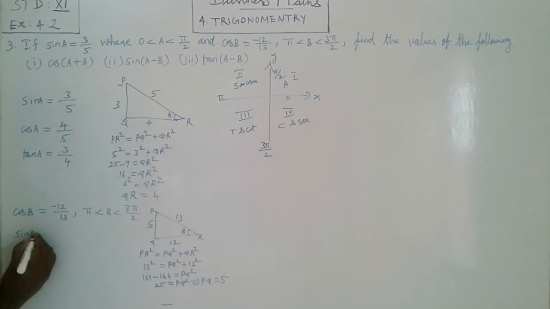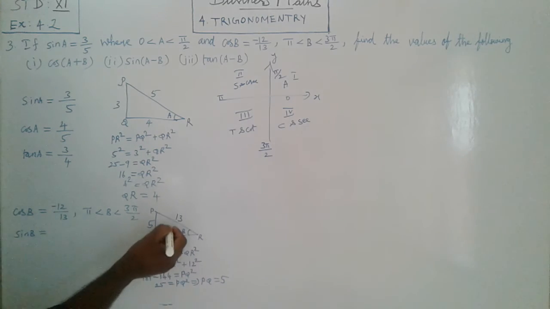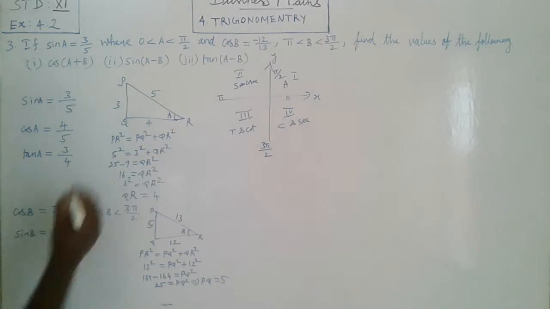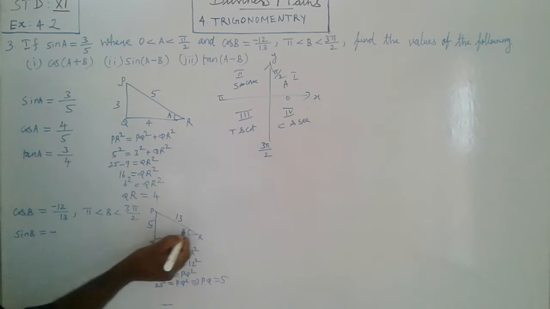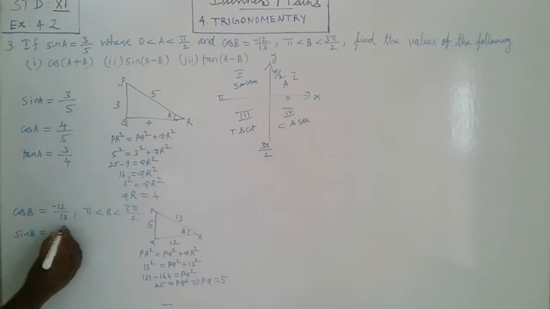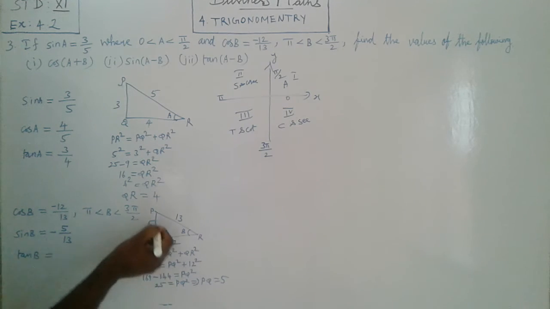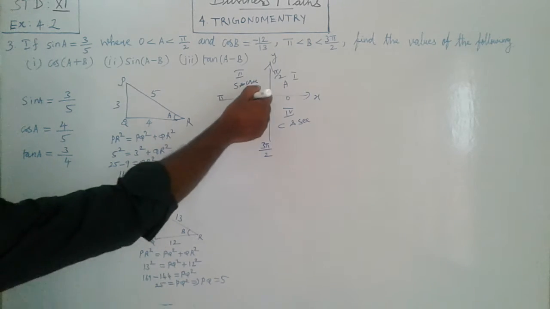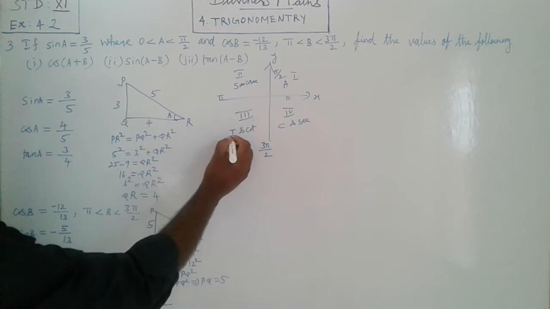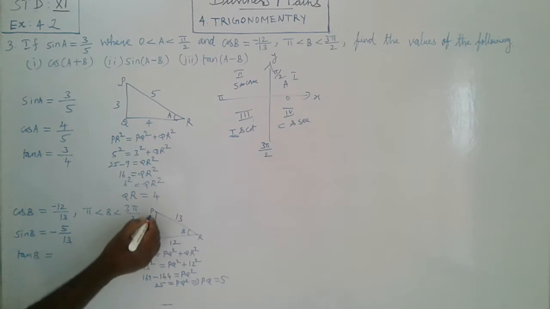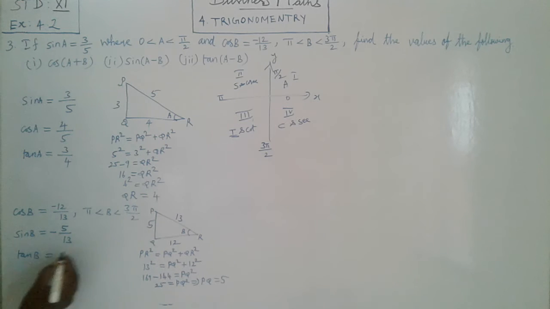Now we should find the sine value. Sine B equal to, we know this is the third quadrant, so the sine value is negative. So minus opposite divided by hypotenuse, minus 5 divided by 13. Tan B equal to opposite divided by adjacent. In the third quadrant, the tan value is positive. So 5 divided by 12. This is the tan B value.